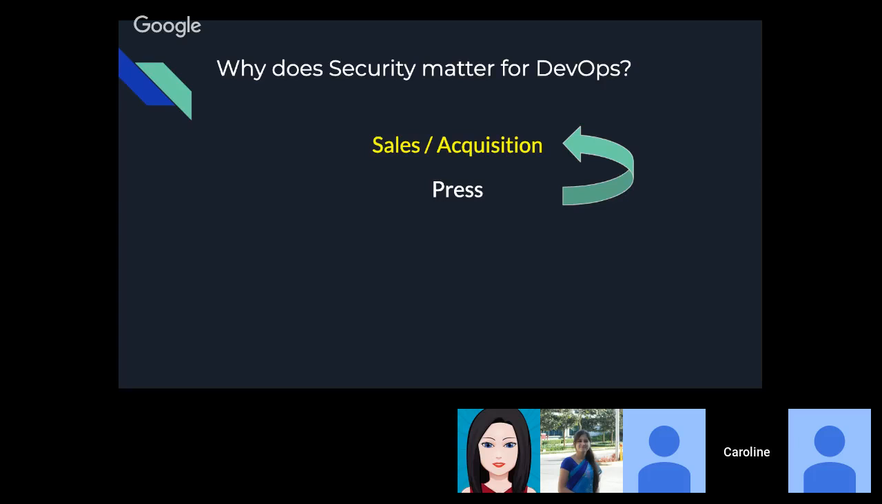And similarly, if they have negative press because of a security breach, they may not be a good acquisition target, or they may not be as valuable of an acquisition target. So I would actually argue that this negative press reason is actually just a subset of the sales and acquisition.